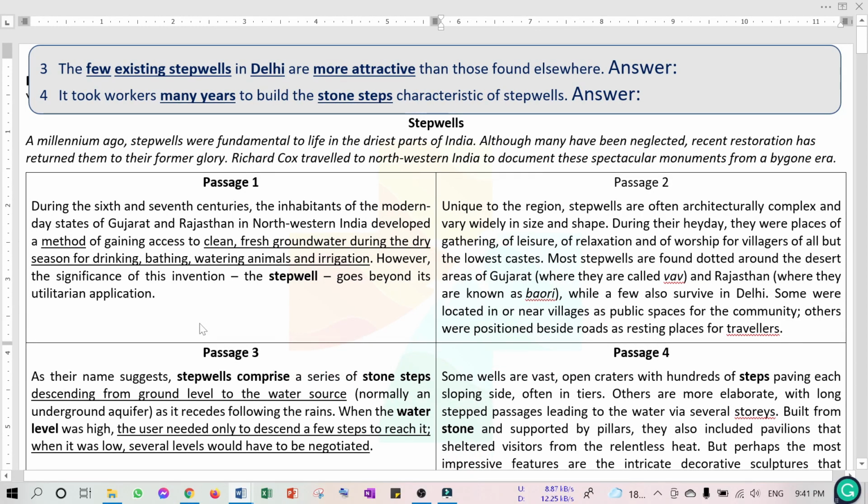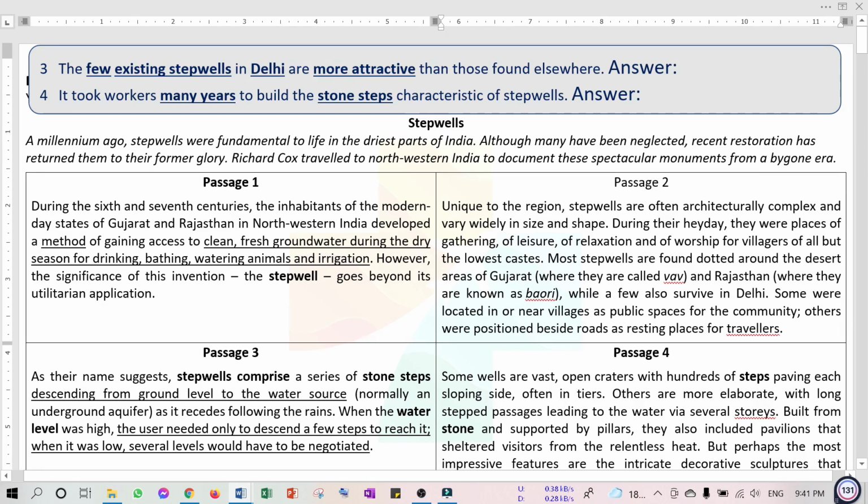Question 3 and 4. There are some techniques that are needed to apply in these question patterns. When you see that a specific keyword for the question is difficult to find or not found, and the keyword of the next question has come, then you have to decide that there is a chance to get the answer here. Now we will solve the problem using this technique. Question 3. The few existing stepwells in Delhi are more attractive than those found elsewhere. Question 4. It took workers many years to build the stone steps characteristic of stepwells.